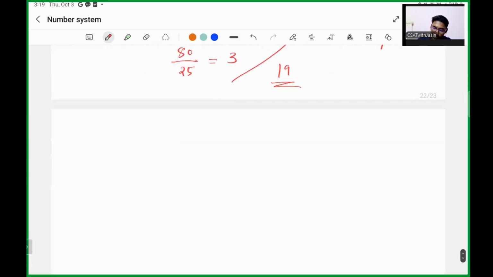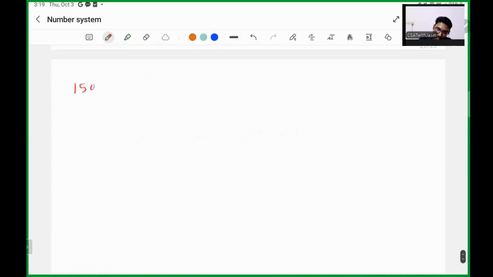I'll give you one more example. What about 150 factorial? How many zeros are there at the end of 150 factorial?